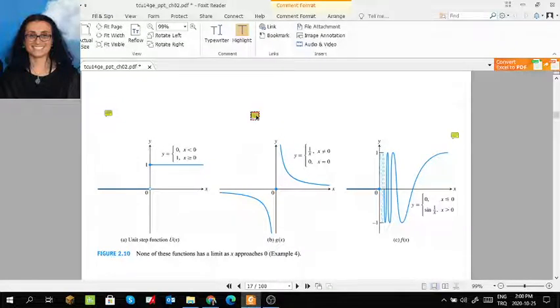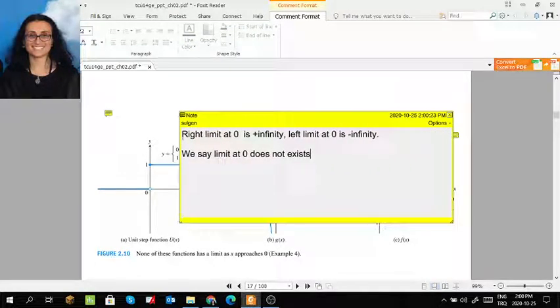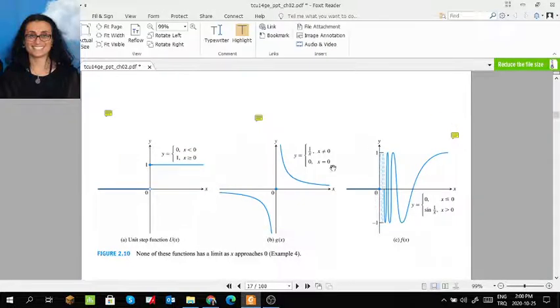Okay, so let's see what I have written here. Here, right limit at 0 is infinity, left limit at 0 is negative infinity. We say that limit at 0 does not exist. Look at that. When you approach from the right, the limit is going to infinity. When you approach from the left, the limit goes to negative infinity. Right limit and left limit, they don't agree, so the limit doesn't exist.